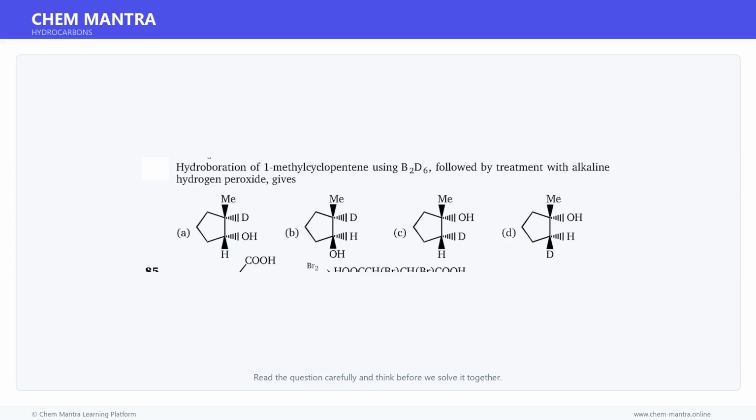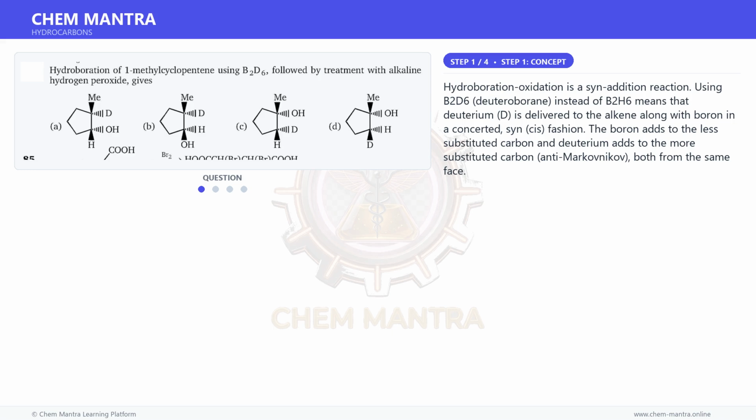Here is a question. Read it carefully and think about the answer. Let us solve it step by step. Let us first understand the key concept here. Hydroboration oxidation is a SYN addition reaction.